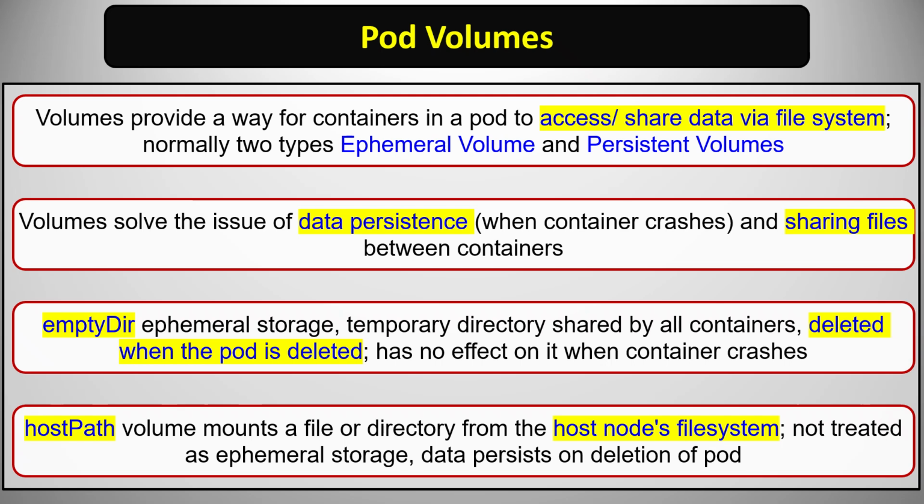There are normally two categories. The first is ephemeral volume, like emptyDir, which exists only while the pod exists and is deleted once the pod is deleted, but it has no effect if the container crashes. The second is persistent volume, which is independent and survives beyond the pod lifecycle. Another useful option is hostPath, which mounts directories or files from the host machine into the pod. It is not treated as ephemeral storage, as data persists even after the deletion of the pod.